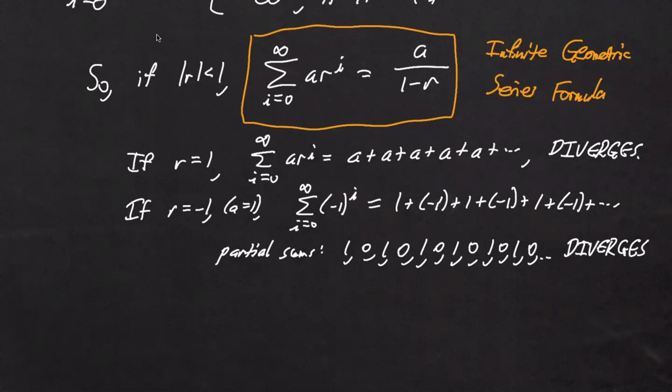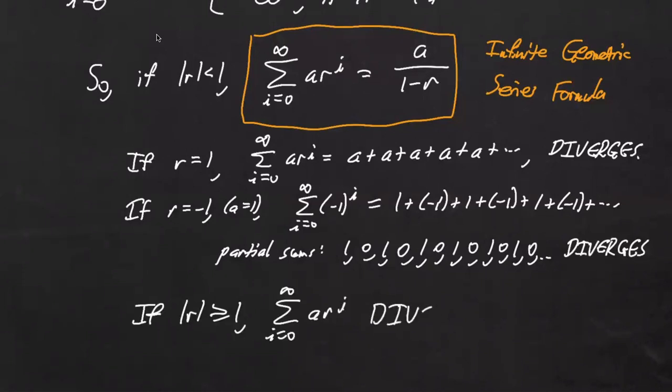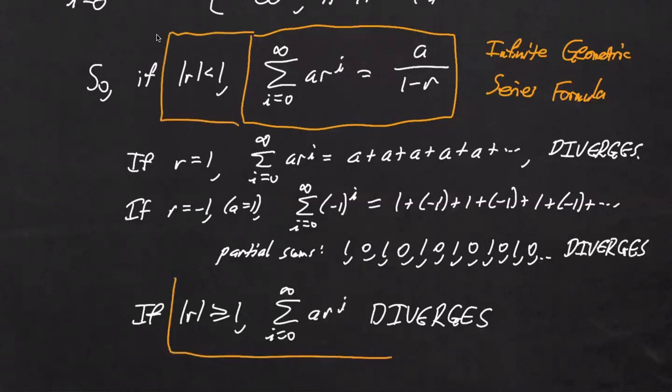So in fact, if r equals 1 or -1, this series diverges. So we can actually say in general, if the absolute value of r is greater than or equal to 1, then the infinite geometric series diverges. And that covers all the cases, right? Because the absolute value of r is either less than 1 or greater than or equal to 1. And so these are the two cases. And that's it. That's the infinite geometric series.